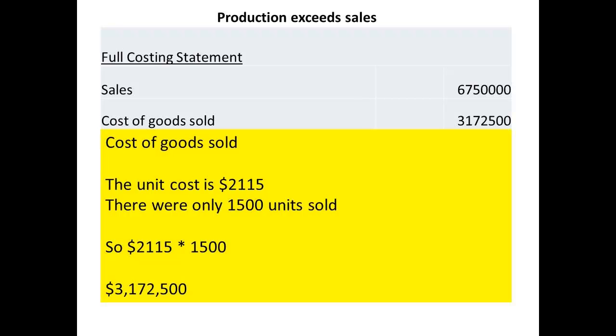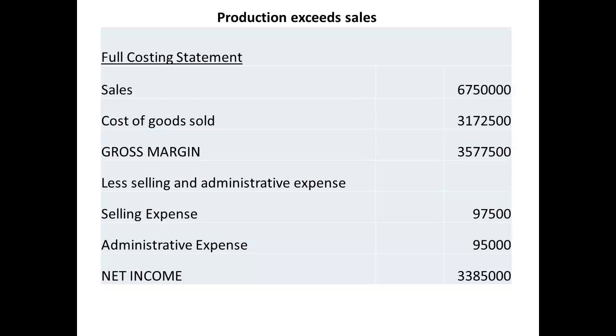The cost of goods sold will be the unit cost for full costing multiplied by actual sales. This gives 2,115 multiplied by the 1,500 units sold. This is a total of $3,172,500 for cost of goods sold. We now enter selling expenses and administrative expenses. The full costing income statement now gives a net income of $3,385,000.